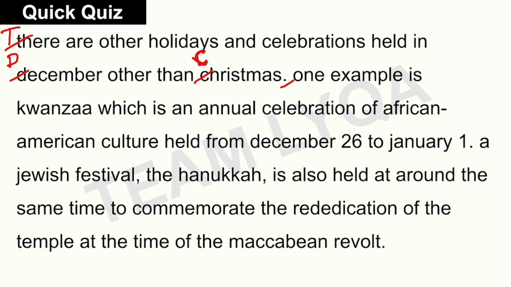Sabi dito, one example is Kwanzaa, which is an annual celebration of African American culture held from December 26 to January 1. So again, we have a period right here, which means itong one example, dapat yung O nakakapitalize. Tapos yung Kwanzaa, yan ay ano rin holiday din siya. Ika-capitalize din natin siya. Okay? Which is an annual celebration of African American culture.